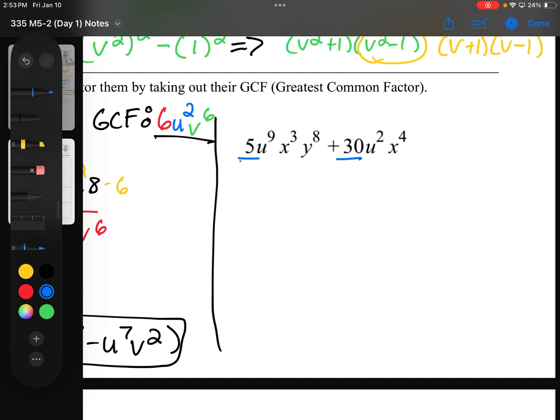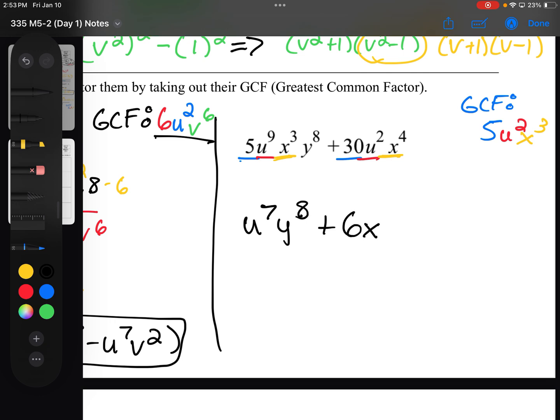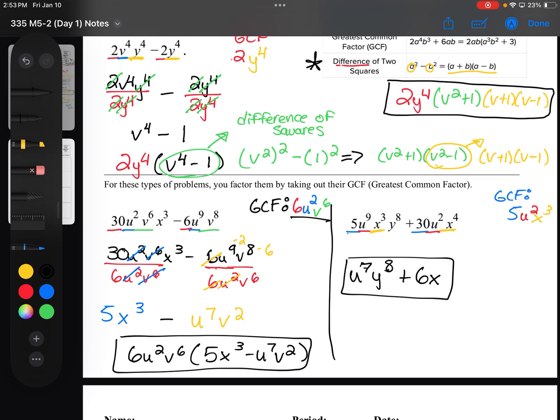Between these two, you have a GCF of 5, u squared. They both have x's, x to the 3rd, and there's no y's that they both have in common. So divide those out. I'm not going to show as much work for this one, but I am going to write what I get when I divide it out. X would be left. Remember, when you divide, your exponents will subtract. Pause the video, rewind at any time if you need to revisit anything, and let me know if you have any questions.